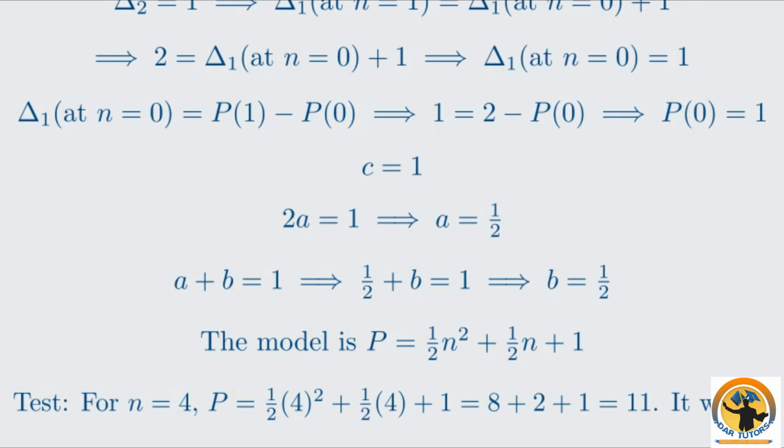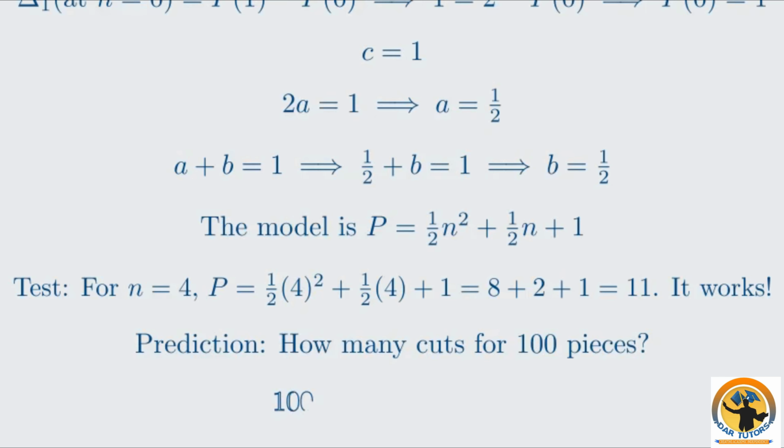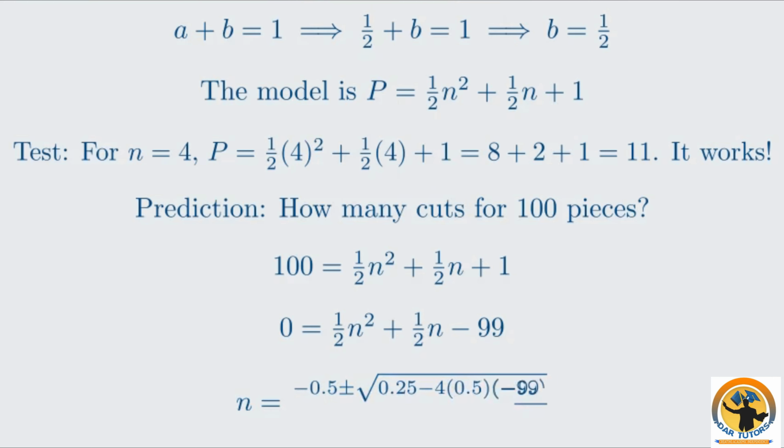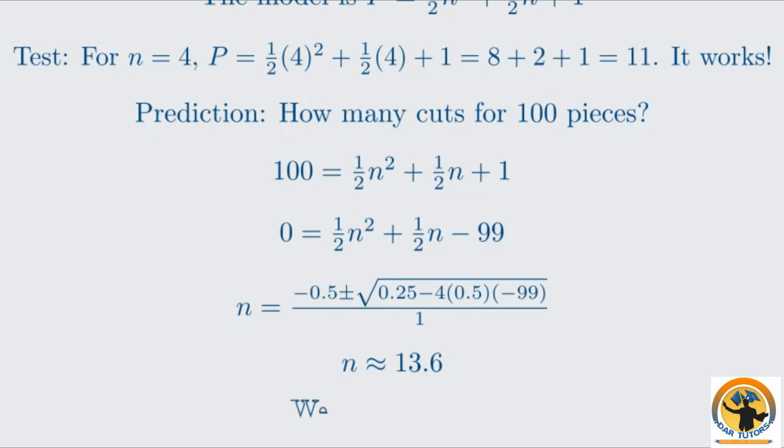How many cuts are needed to get 100 pieces? We set p to 100 in our model. This gives the quadratic equation 100 equals 1/2 n squared plus 1/2 n plus 1. Rearranging and solving this equation, we find that n must be about 13.6. Since we can't make a partial cut, we need 14 cuts to guarantee at least 100 pieces.